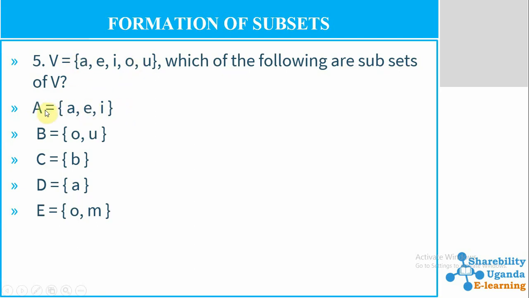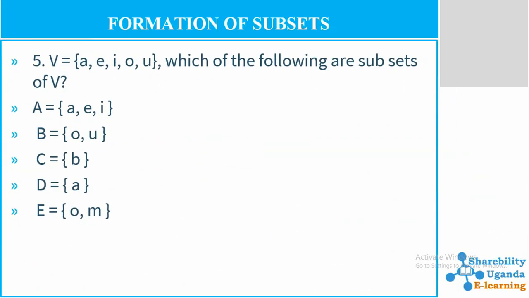Now they want us to pick out which of the following are subsets of V. These are the subsets that they were able to form, which means there are even some which are not right, and some which are okay. They want us to pick out those that are exactly subsets. So you cannot just attempt such a question when you don't have the knowledge of subsets.